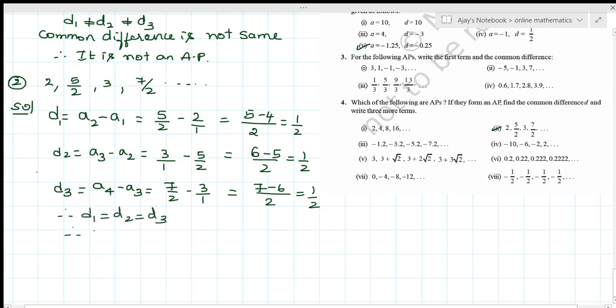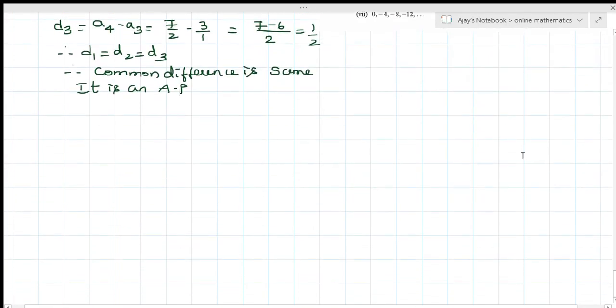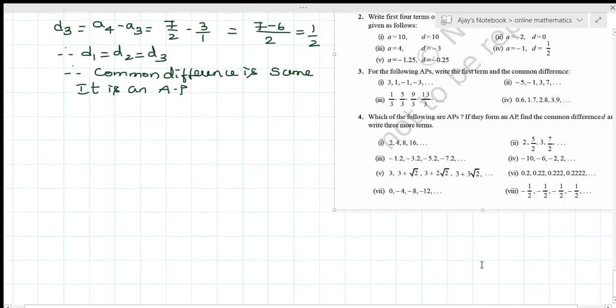That means common difference is same. If common difference is same, it is an AP. So it is an AP, then I have to find the next 3 terms. According to the given problem, I have to find the next 3 terms. Already in question number 2 they have given 4 terms, so I have to find out A5.